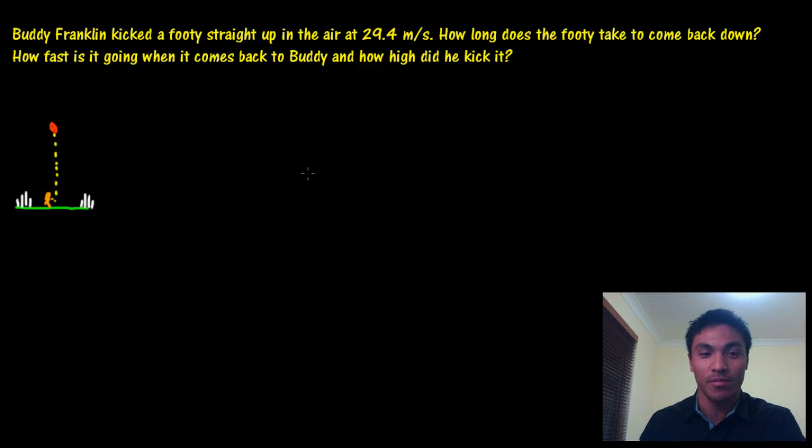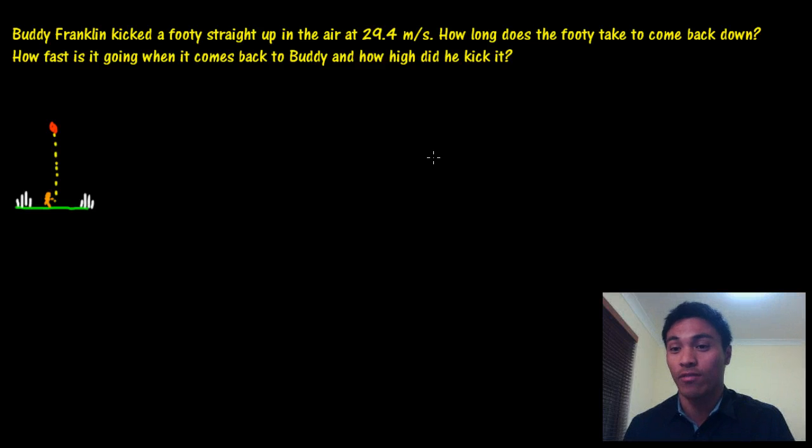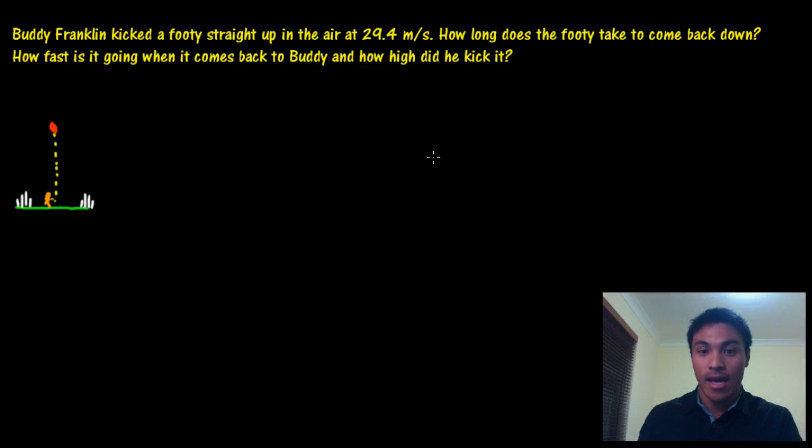So Buddy Franklin kicked a footy straight up into the air at 29.4 meters per second. We want to find out three things. How long does it take for the footy to come back down to Buddy? And how fast is it going when it comes back to Buddy? And how high he actually kicked the ball.